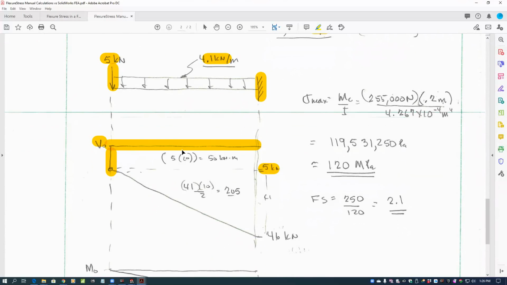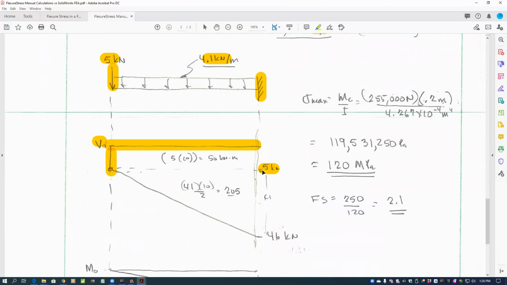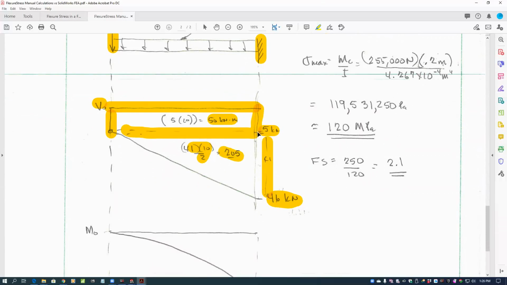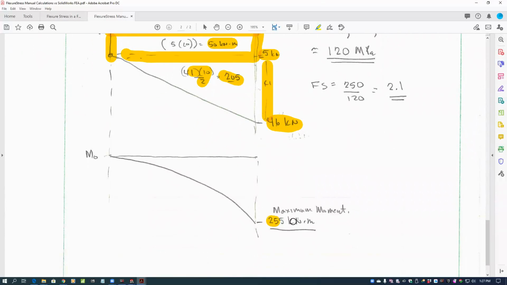And so that total distance is 41,000. So we're already at 5. We drop an additional 41. That takes us down to 46 kilonewtons, or 46,000 newtons. The area underneath this shear diagram, a rectangular section here, we have 5 times 10 is 50 kilonewton meters. The area of the triangle is 41 times 10 divided by 2 is 205 kilonewton meters. So we can add those two together, 205 and 50 would give us 255 kilonewton meters.